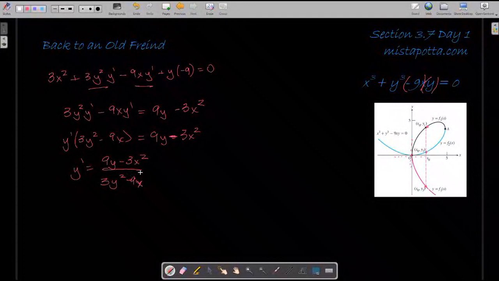And in fact, empirically from the graph, we notice that there is a correct answer. One of the answers is going to be a horizontal tangent line with a slope of 0, and one of the answers will be a vertical tangent line with a slope that's undefined.